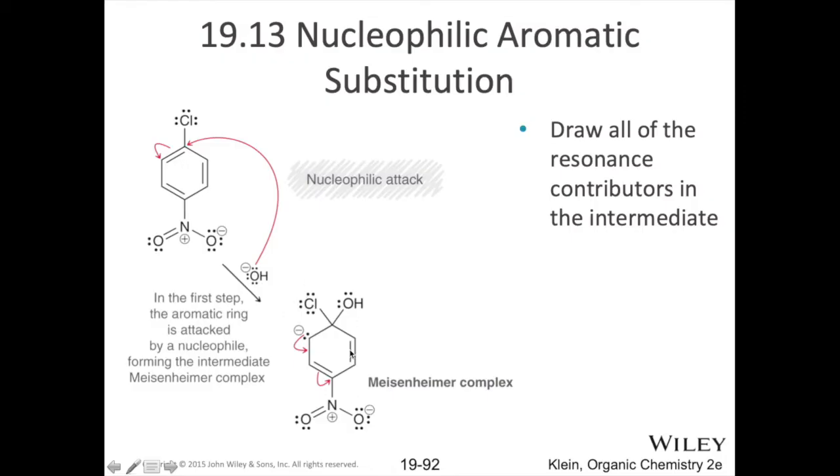Now, the intermediate we make is called a Meisenheimer complex. It's like a sigma complex, except instead of a positive charge being spread around through resonance, we have a negative charge here. Which again makes sense because we have the nucleophilic attack arrow going towards the benzene ring and not to an electrophile like we see in EAS reactions. So we have our Meisenheimer complex. Now think about the resonance that we're going to see in that Meisenheimer complex. Draw all the resonance contributors for this.